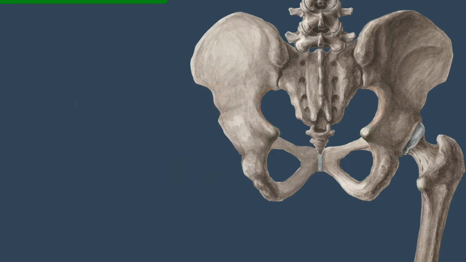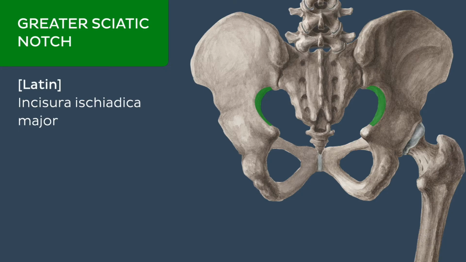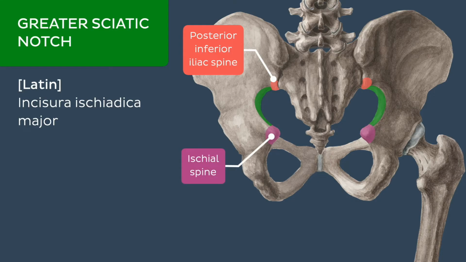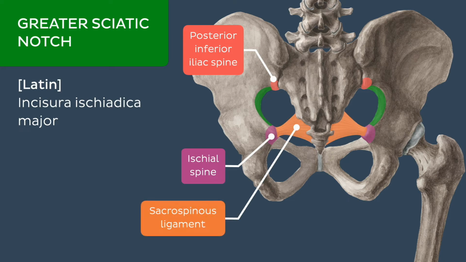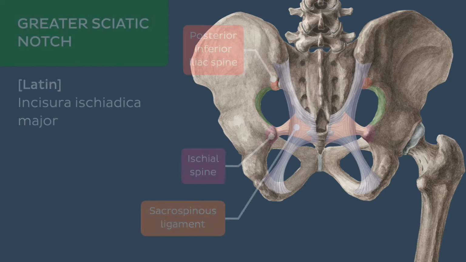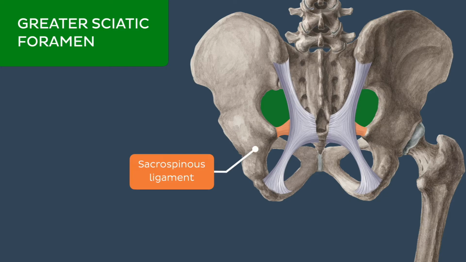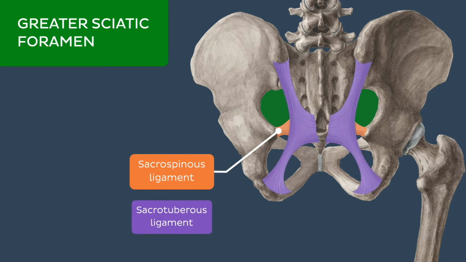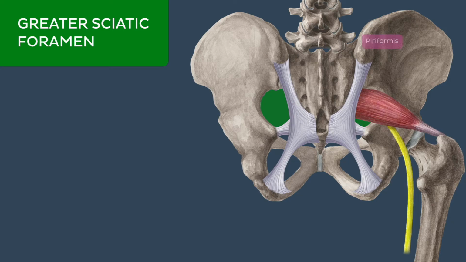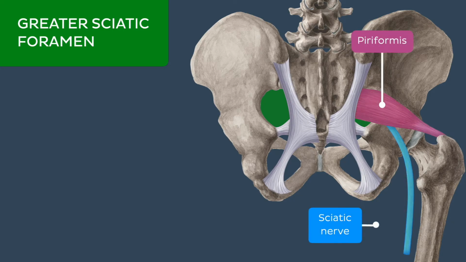Let's move on to talk about the greater sciatic notch in more detail. This notch lies between the posterior inferior iliac spine here and the ischial spine here that we just talked about. When we add this ligament here, the sacrospinous ligament, this notch becomes what is known as the greater sciatic foramen. So here we have the greater sciatic foramen. We can see the sacrospinous ligament here, hiding behind the sacrotuberous ligament. Several important structures pass through this foramen, including the piriformis muscle and the sciatic nerve.